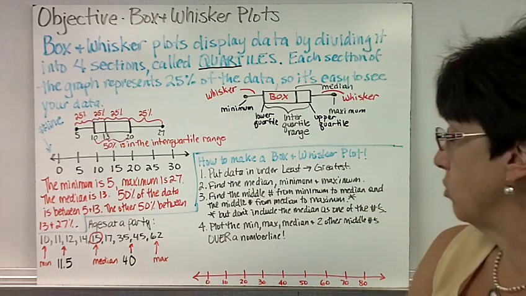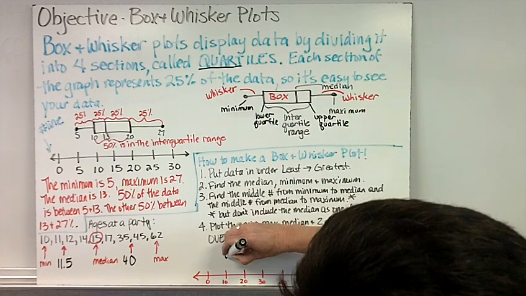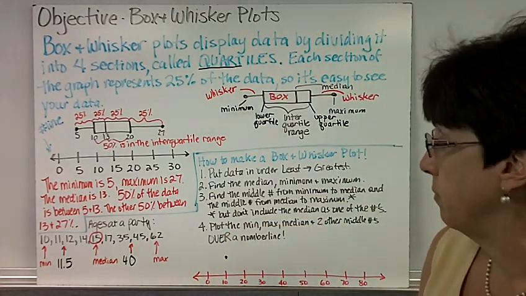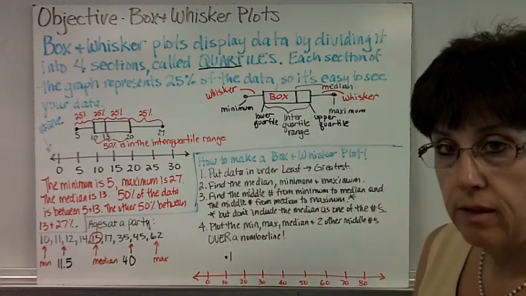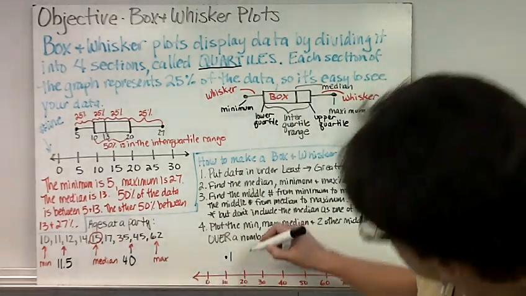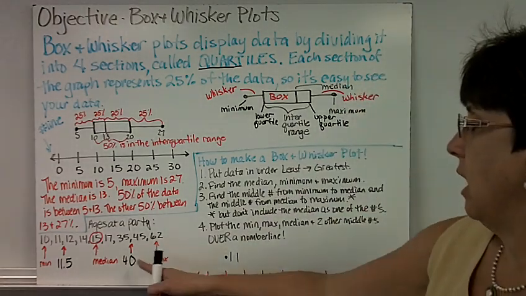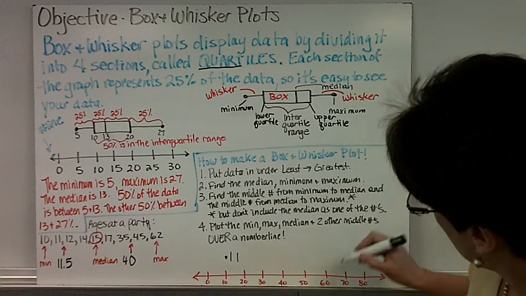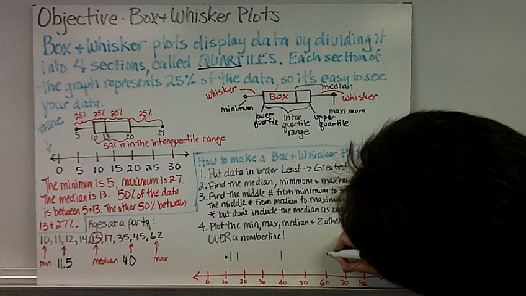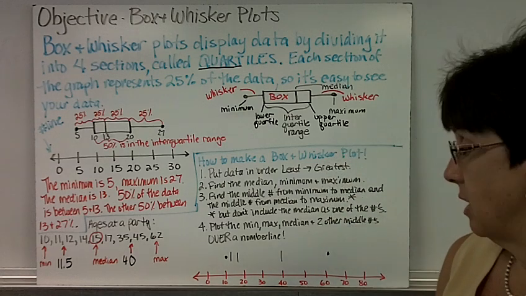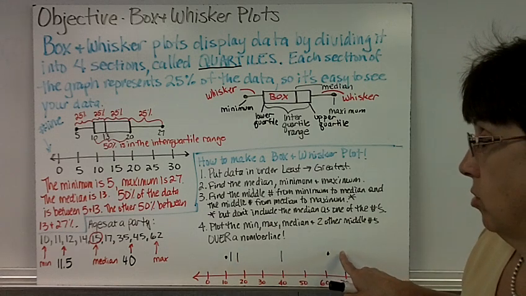Okay, now we have all our pieces and we're ready to plot our points. So at 10, we put a point for our minimum. At 11.5, we put a line. That's our lower quartile. At 15, we put another line. At 40, we put another line. And then at 62, we put a dot. So can you tell that most of the people are down here? 62 is a lot older, right?